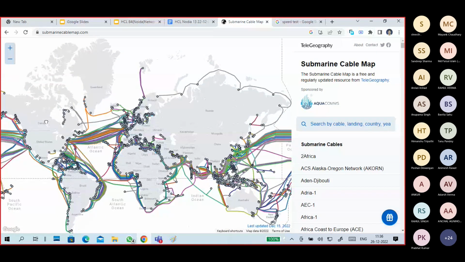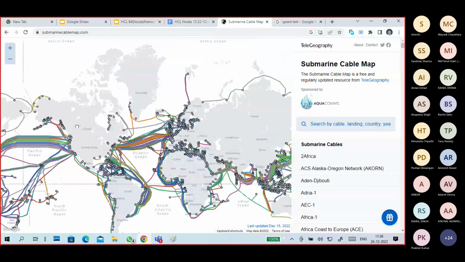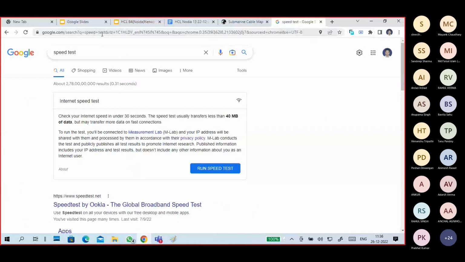Hello. Yeah, tell me. Yes, sir. Sir, if we talk about the router in any specific area, it is interconnected to each other. So how is the speed maintained or kept static for all the users?